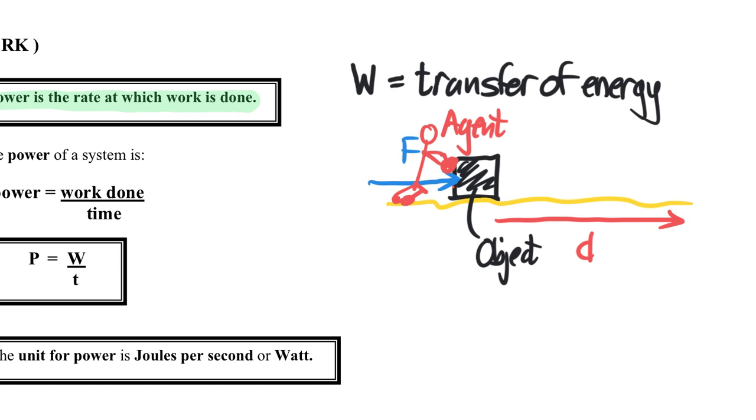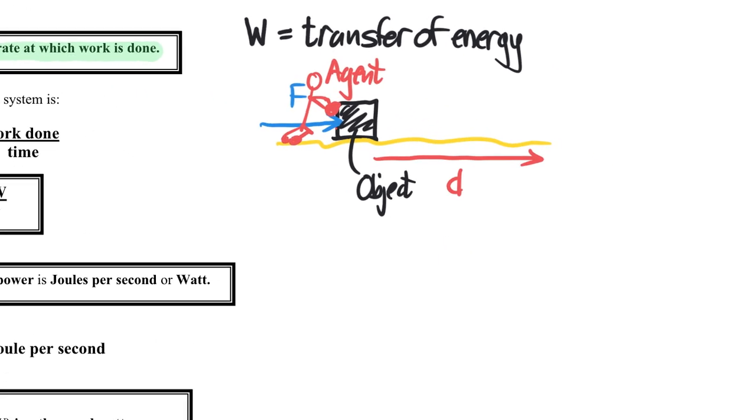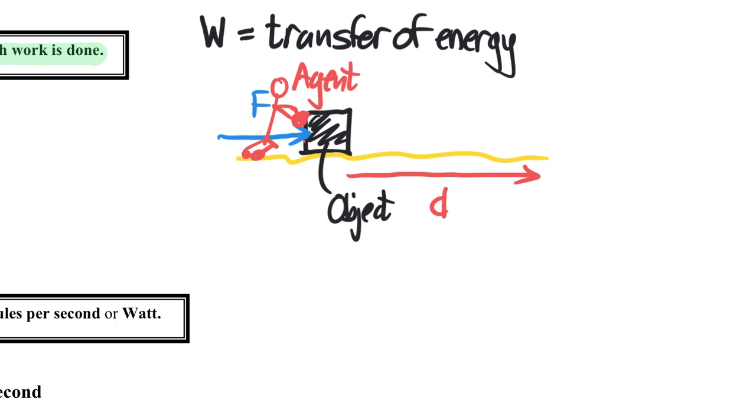If the object doesn't move, even though a force is being applied, then according to this definition, work isn't done. Work is only done when energy is transferred by a force and causes the object to move in the direction of the force. But now let's assume this is the case. Then what happens is the work done by the agent, so we can say the work done by the force, is going to cause a change in the energy of the object. So energy is transferred from the agent to the object.